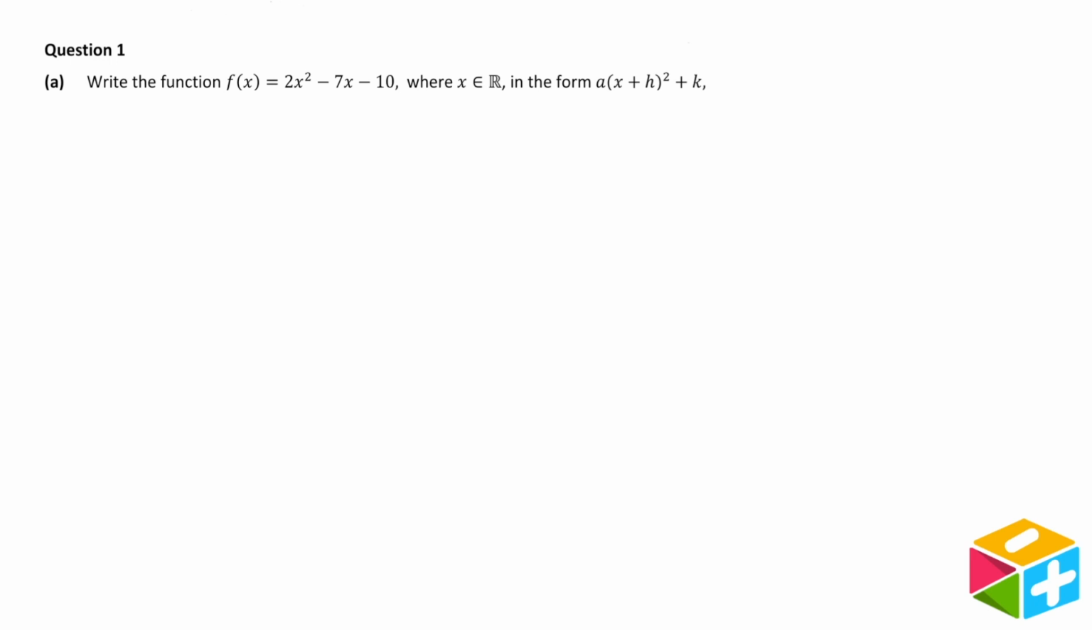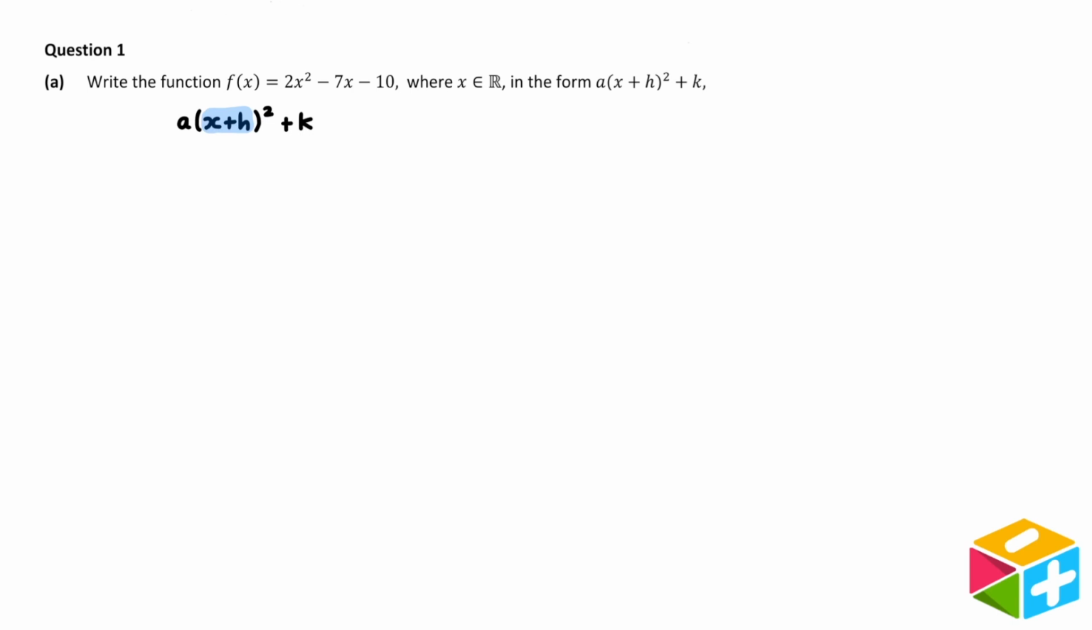The main difficulty in this question is that the structure of our function is quite different from the target form. If we can make the structures look a bit more similar, it will make our lives a lot easier. One way to do this is to expand out the expression a times x plus h squared plus k.